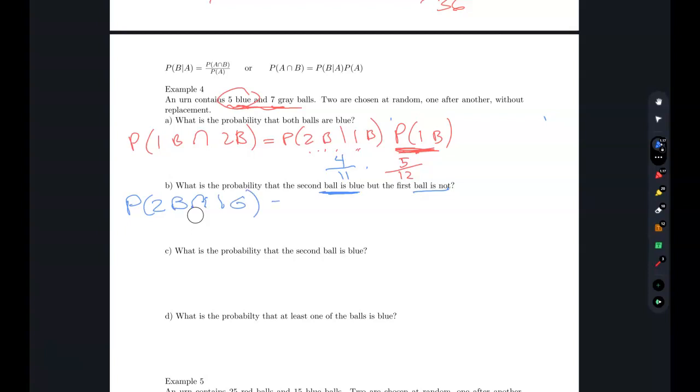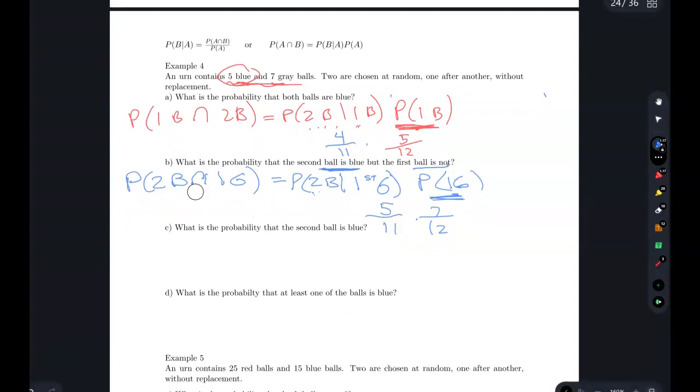Okay, so what that means is the probability that the second is blue, given that the first is gray, and then I have to say the probability that the first is gray. If the first is gray, that means out of the 12 balls, I chose one of those 7. And now there's only 11 left, and I'm picking the probability that it's blue, so that's going to be 5. So that would be the answer.